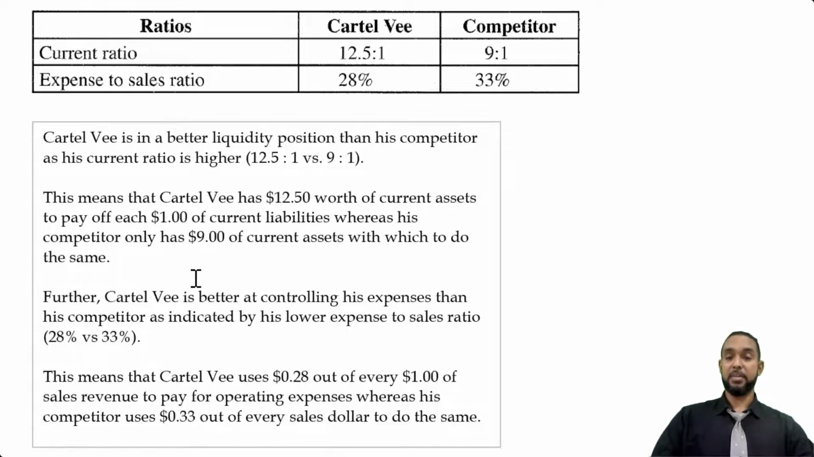Further, Cartel V is also better at controlling his expenses than his competitor, as indicated by his lower expense to sales ratio of 28% versus 33%. This means that Cartel V uses 28 cents out of every $1 of sales revenue to pay for operating expenses, whereas his competitor uses 33 cents out of every sales dollar to do the same. So the competitor is using 1/3 of total sales revenue to pay for expenses. Cartel V is using less than that, so Cartel V is better at controlling expenses. That's about it for this question.